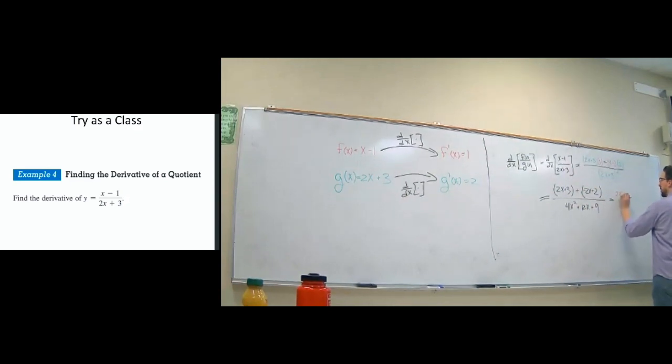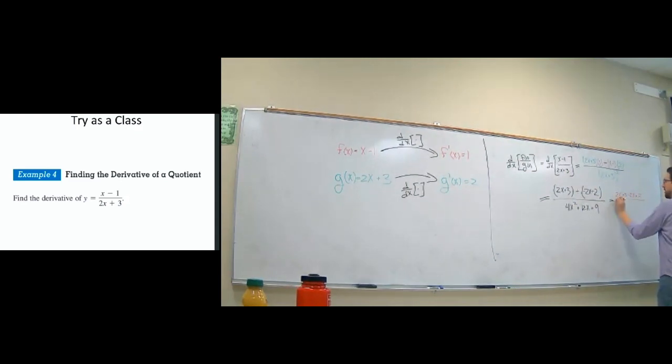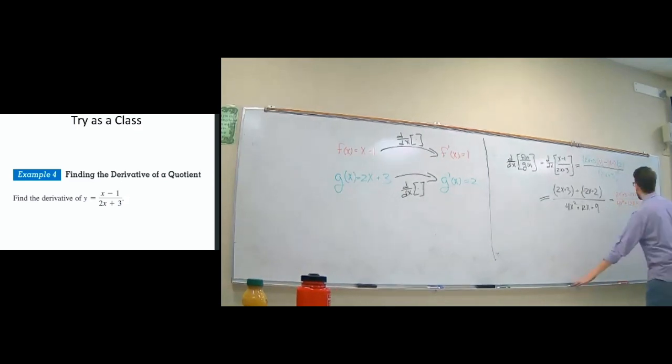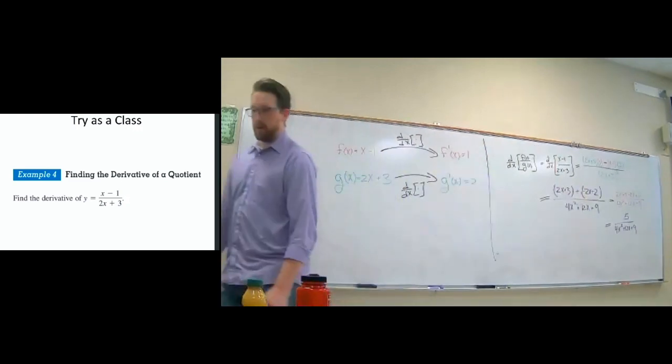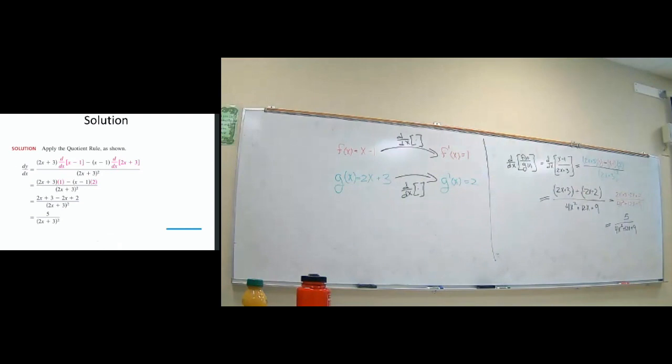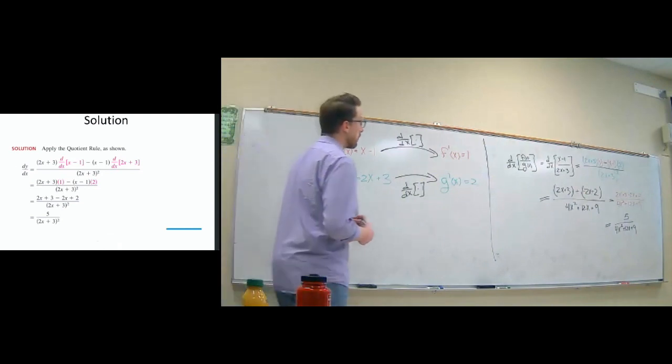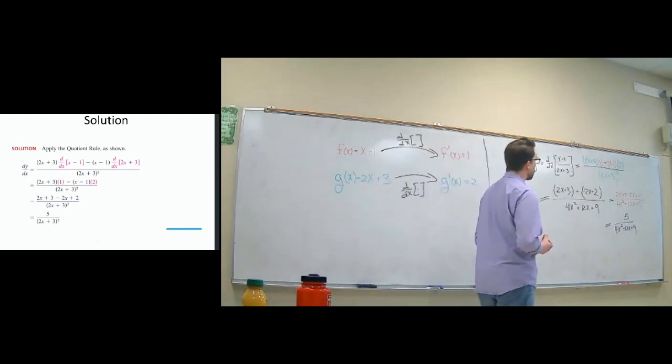2x plus 3 minus 2x plus 2, divided by 4x squared plus 12x plus 9, or 5 divided by 4x squared plus 12x plus 9, and that is assuming I did not make a mistake. And it looks like it did. Cool.